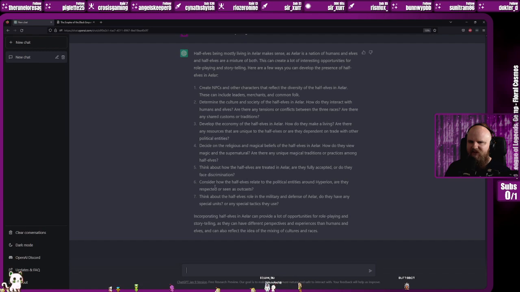Yeah, it's just saying the same stuff about the half-elves here. But actually, it does say other things. Think about how half-elves are treated in Alar. Are they fully accepted or do they face discrimination? So it'll be interesting how it now relates to half-elves having been inserted into Alar afterwards.